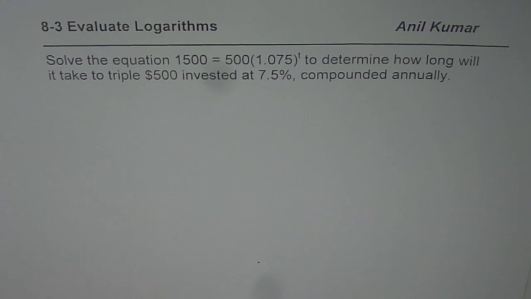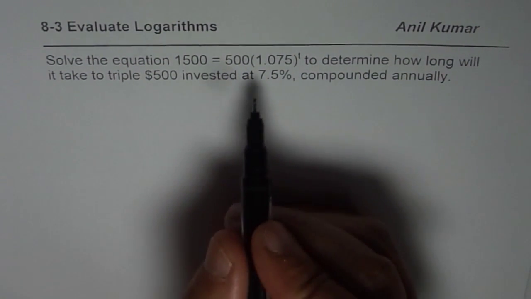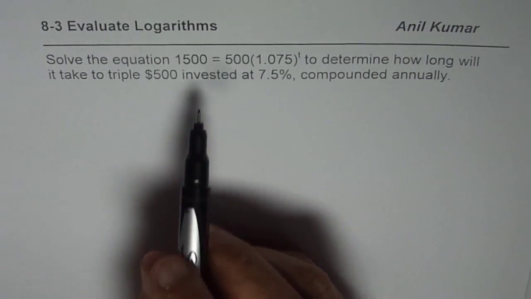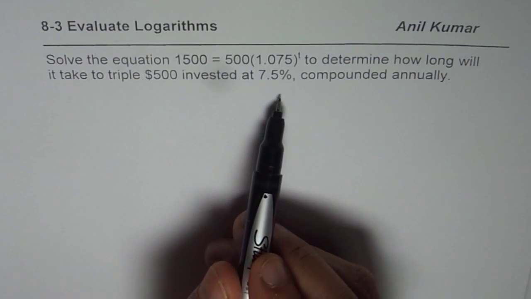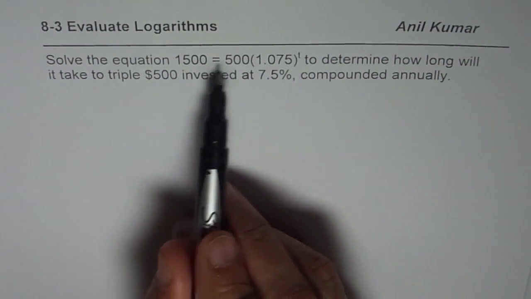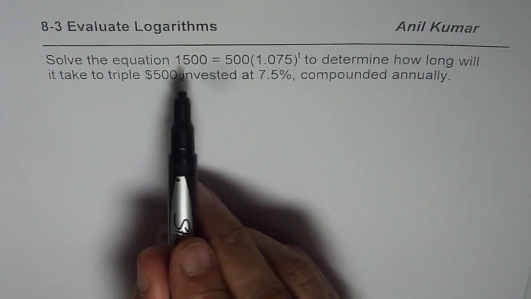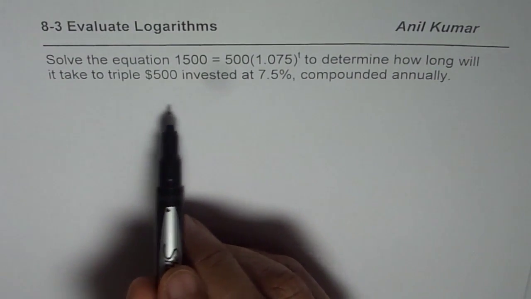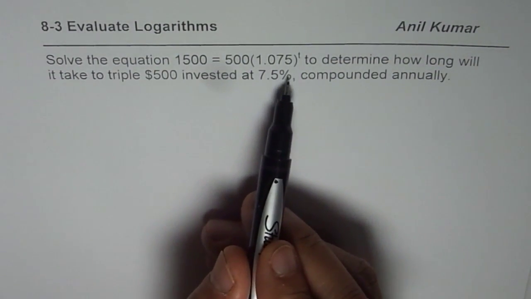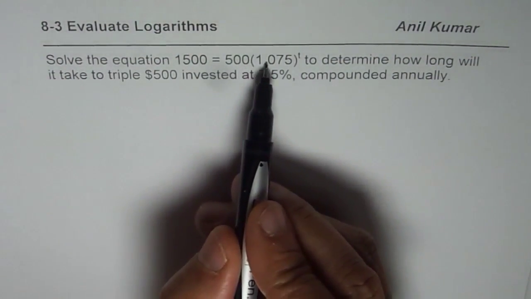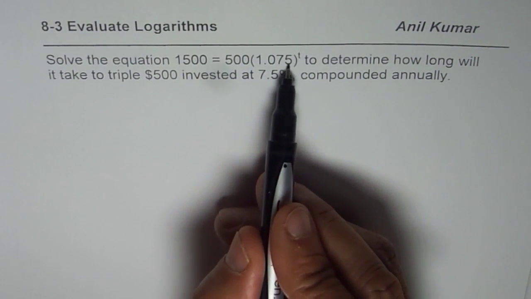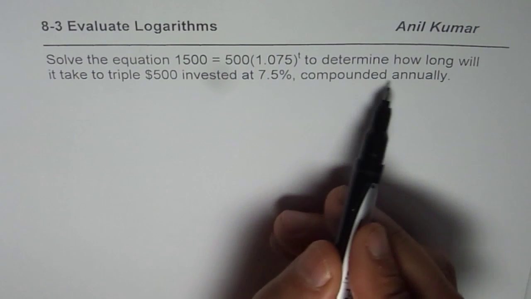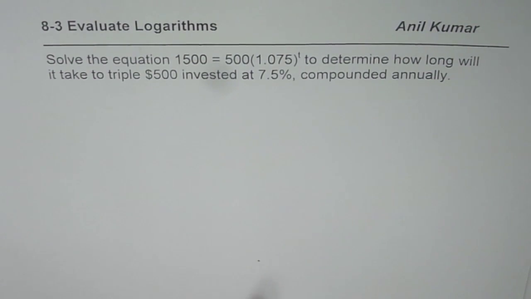So these are simple word problems where the equation has been given to you. At times the equation may not be given, but from the given conditions, that the investment of 500 is tripled, that means 500 becomes 1500, correct? Invested at 7.5%, that is to say 1 plus 0.075, compounded annually, so you get the exponent of t. You can always write your equation.